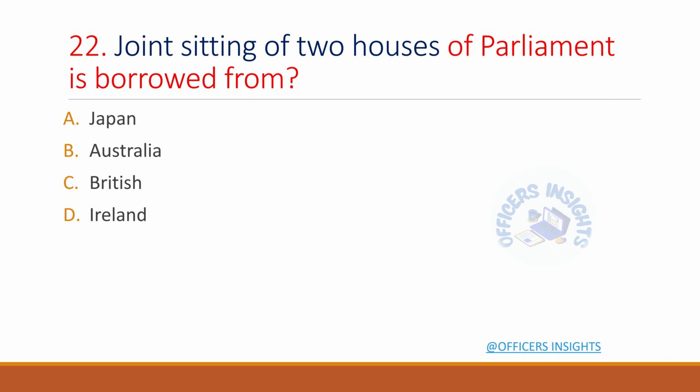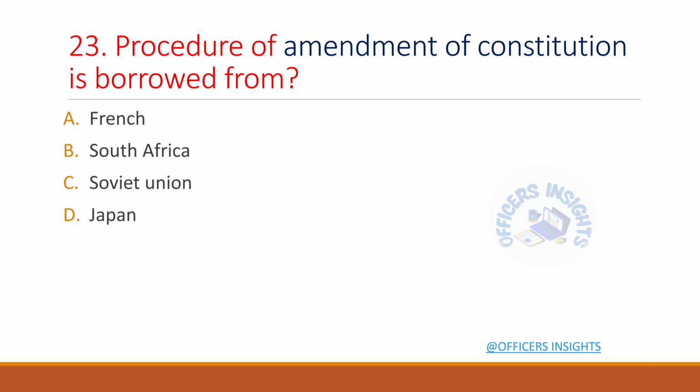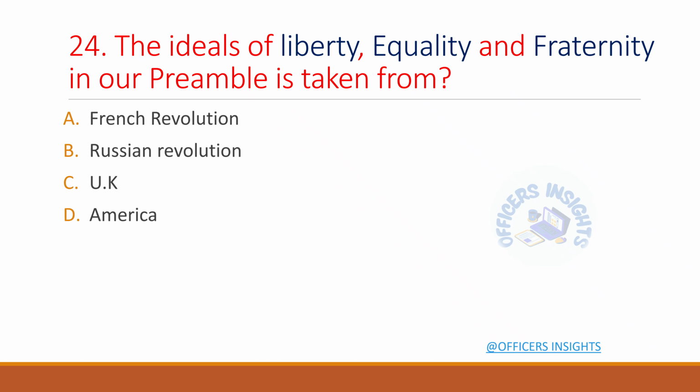Joint sitting of two houses of the parliament is borrowed from. Correct answer is option B, Australia. Procedure of amendment of constitution is borrowed from. Correct answer is option B, South Africa. The ideals of liberty, equality and fraternity in our preamble is taken from. Correct answer is option A, French Revolution.